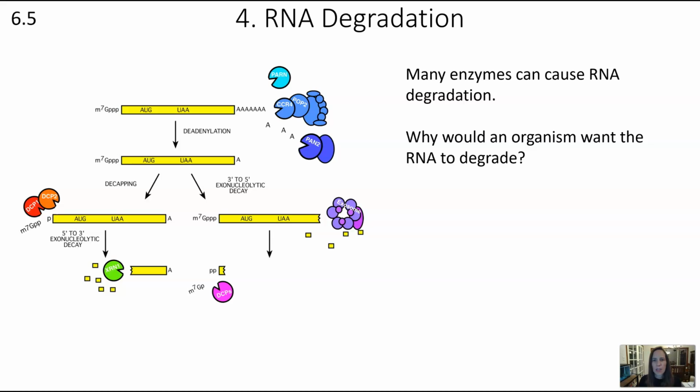The next possible mechanism of regulating eukaryotic gene expression is RNA degradation. So degradation just means falling apart, right? Why would an organism want the RNA to degrade?